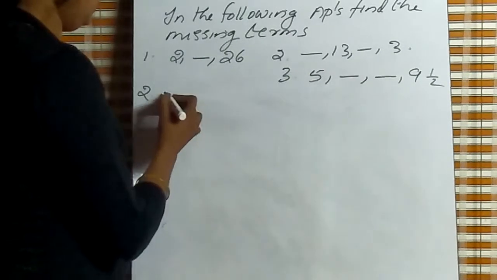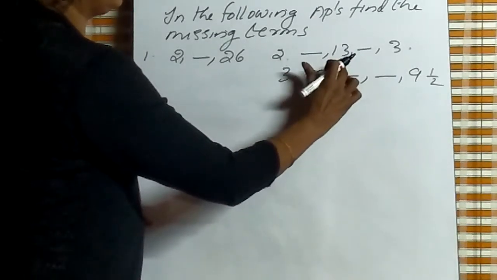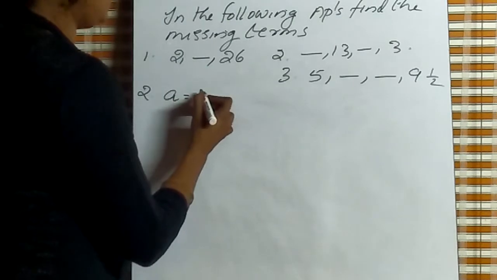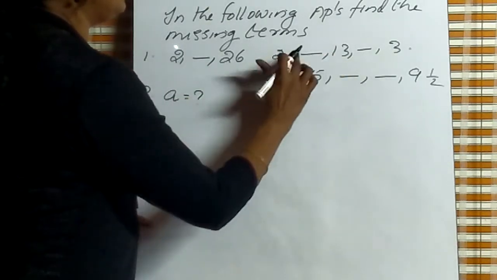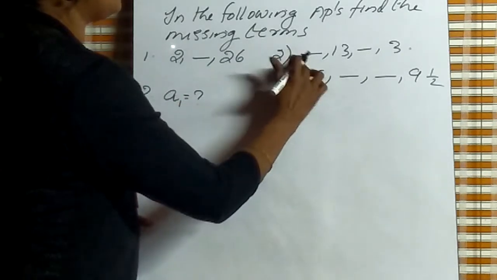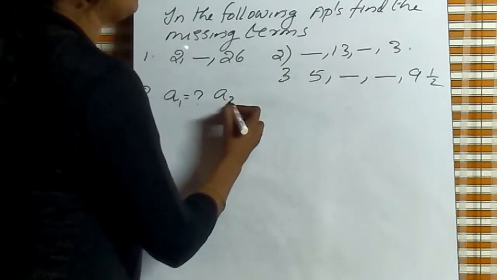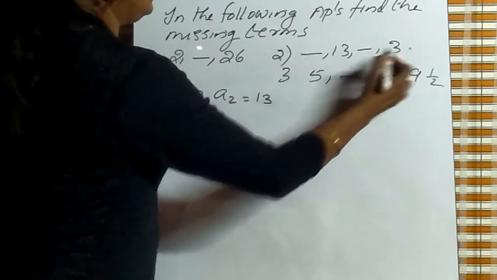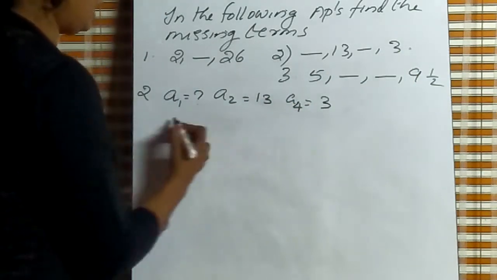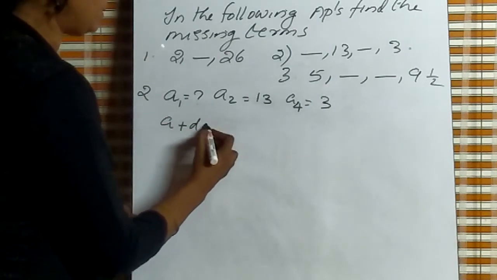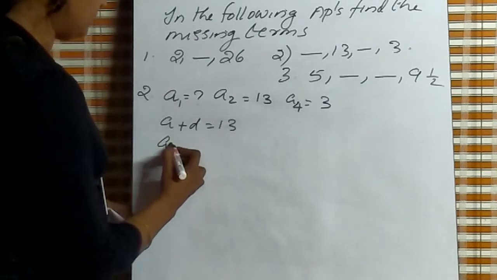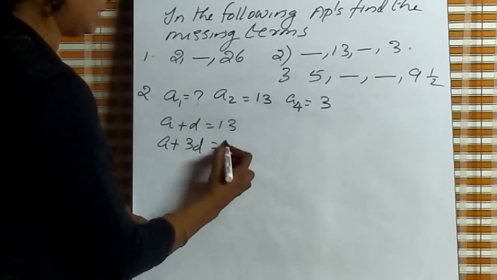Second question: dash, 13, dash, 3. Here A1, or A, is not known. Then A2 is equal to 13 and A4 is equal to 3. We take A2 is equal to 13, which means A plus D is equal to 13. A4 is equal to 3 means A plus 3D is equal to 3.